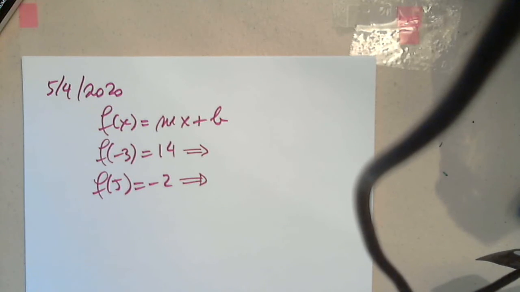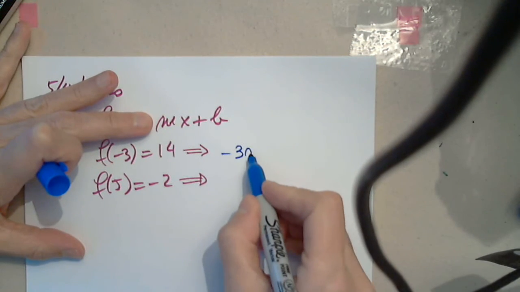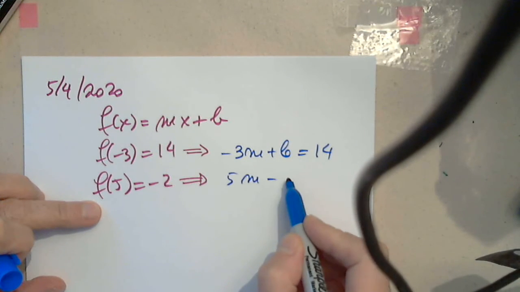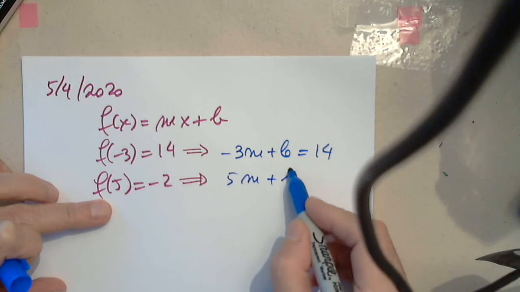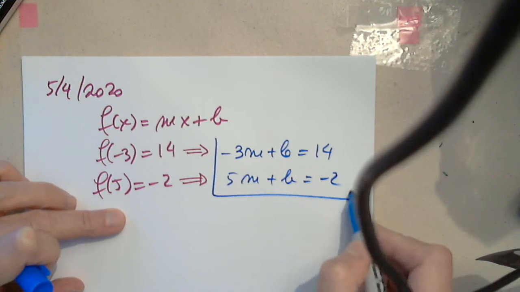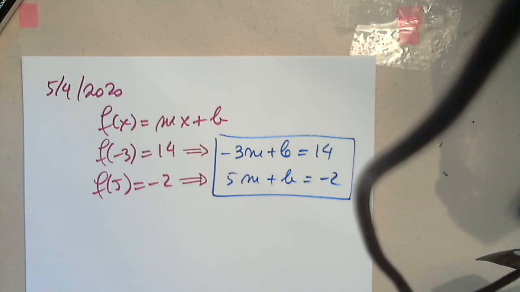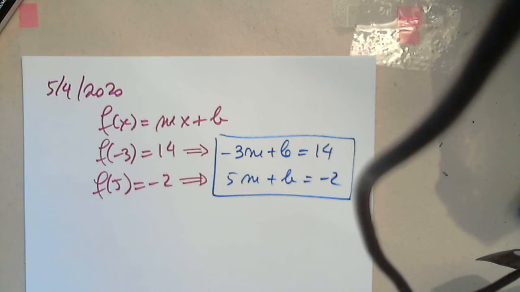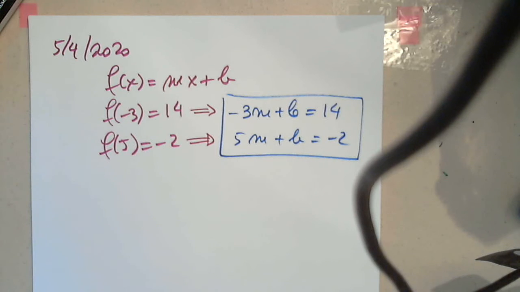No. Plug -3 in for x. -3m plus b equals 14, and 5m plus b equals -2. Exactly. That's exactly what it means. When I plug in -3 for x, I get y equals 14. So we have a system with two linear equations in two variables.